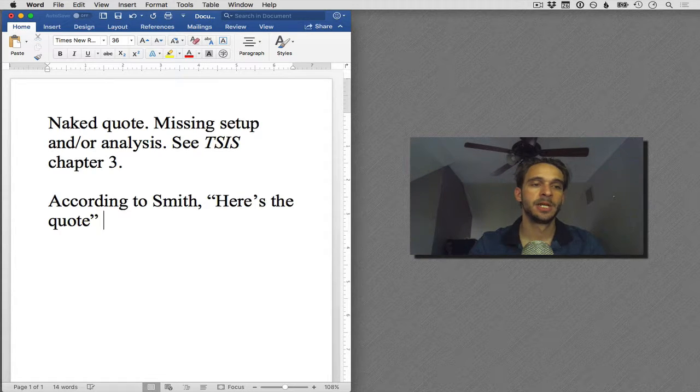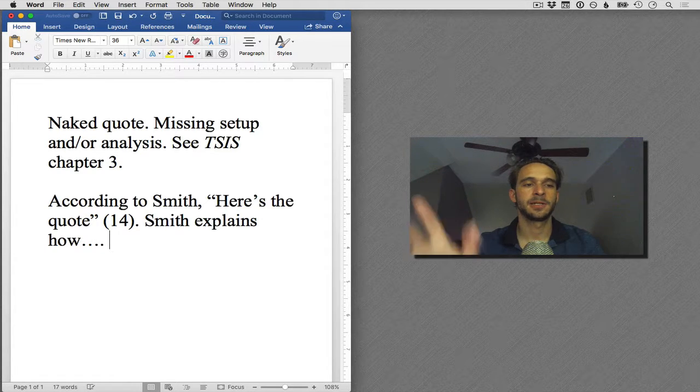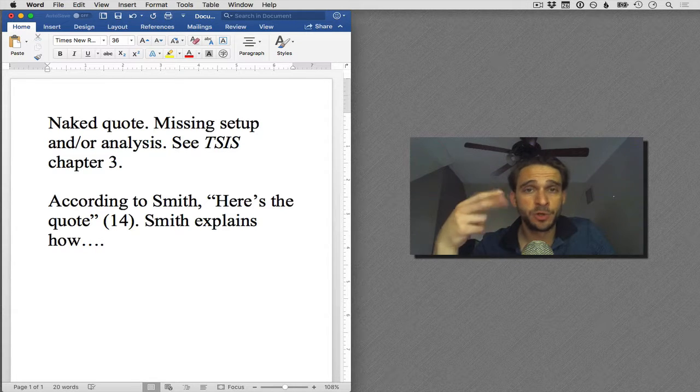Here's the quote, and let's say that's on page 14, and then some sort of commentary. Smith explains how, and you explain how that quote ties back to your thesis statement. So 2 major components here.